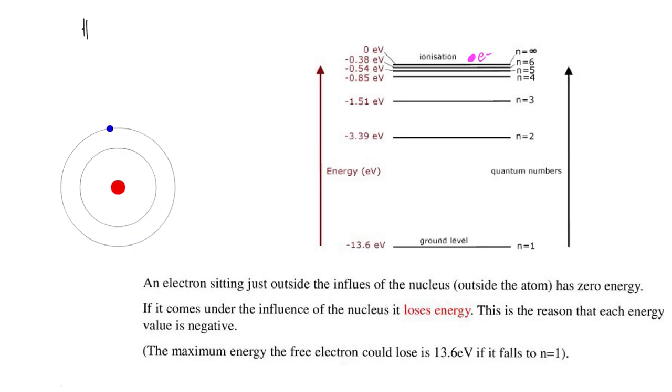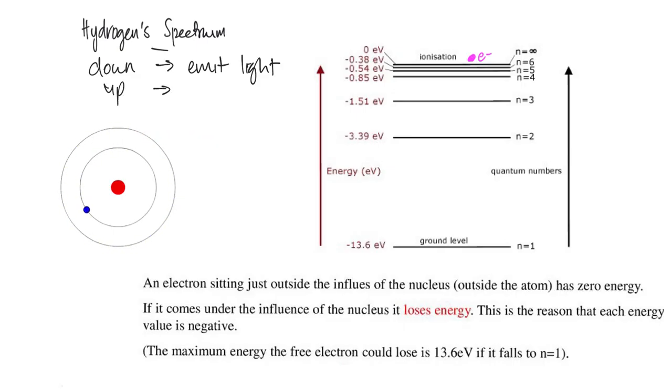Right, so we're looking at the hydrogen spectrum. When we look at the hydrogen spectrum, remember what we said? That if it goes down in energy level, it will emit light. And if it goes up in energy level, it will absorb light. So those are the two things we have to look at.